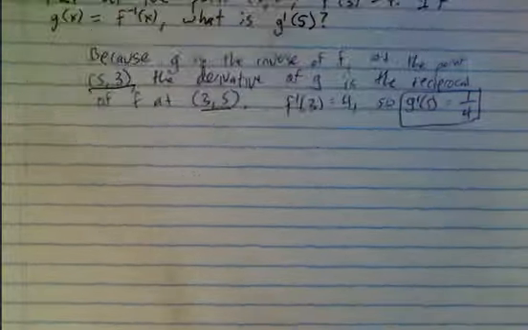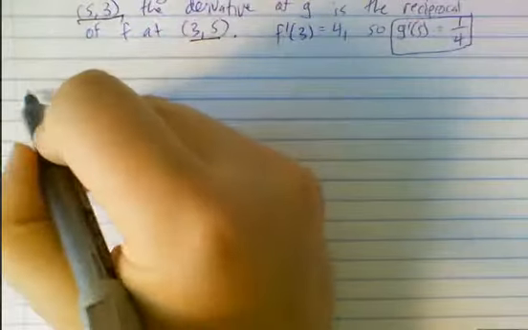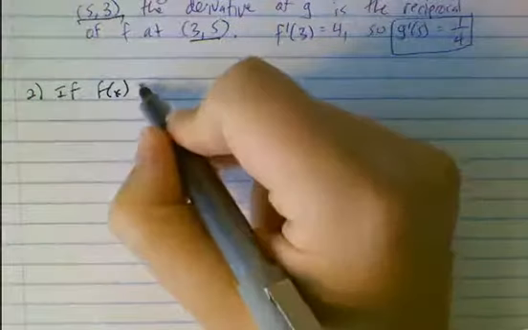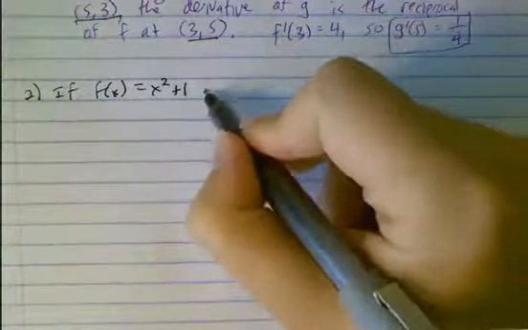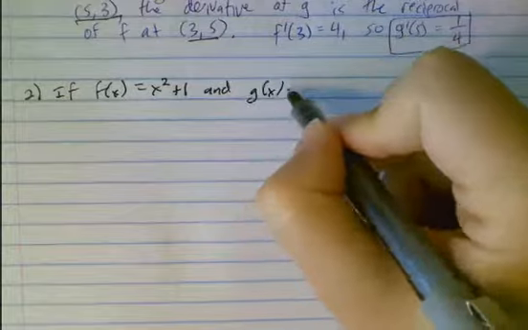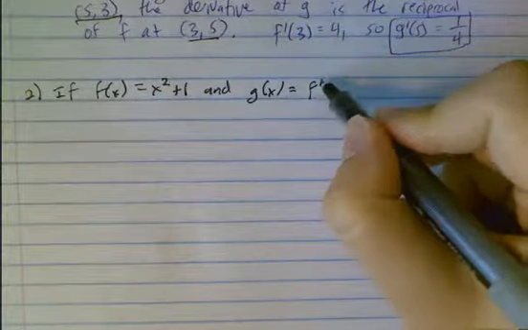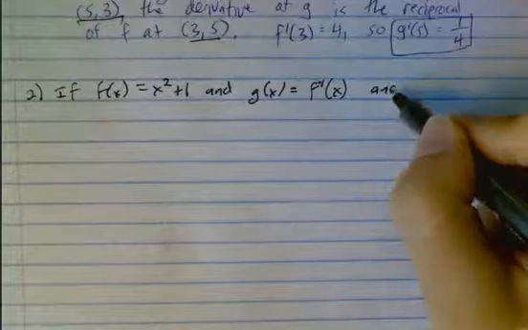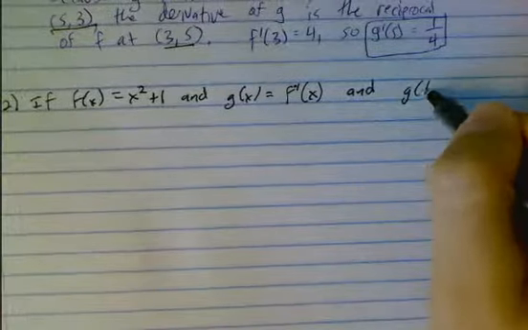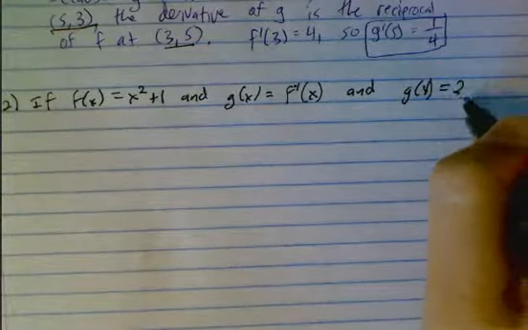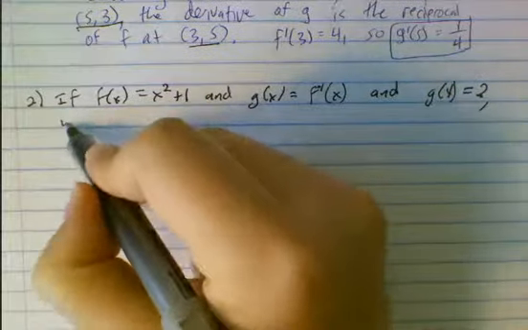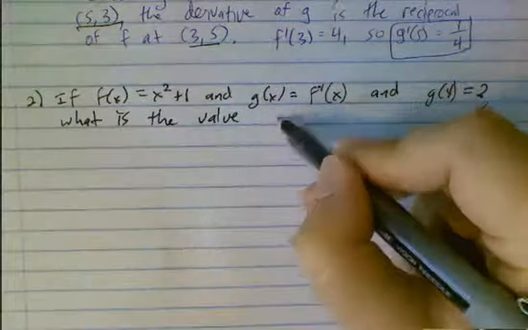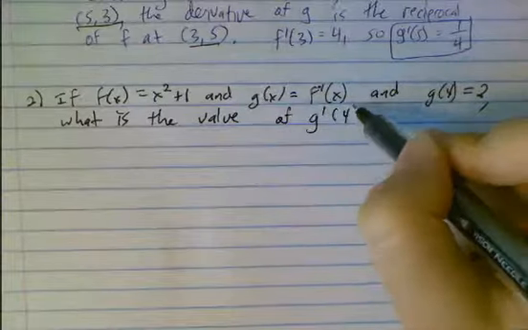We can also do ones that involve taking actual derivatives. If f of x equals x squared plus 1, and g of x is the inverse of f of x, and we know that g of 4 equals 2, what is the value of g prime of 4?